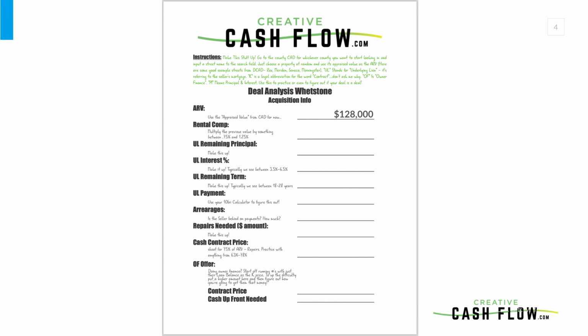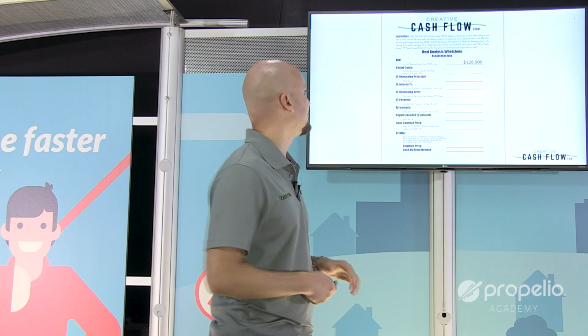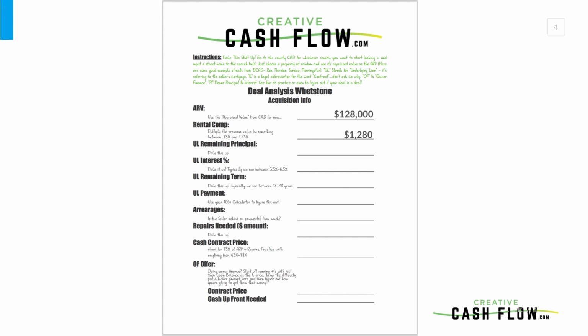In this first field in the Whetstone, for our ARV, we're going to use the appraised value from CAD for now. When you get your real lead in, obviously that would be a comped value. So what's our rental comp? Well, typically rental comps are going to be somewhere between 0.75 and 1.25% of the ARV. And that's kind of what we run into.